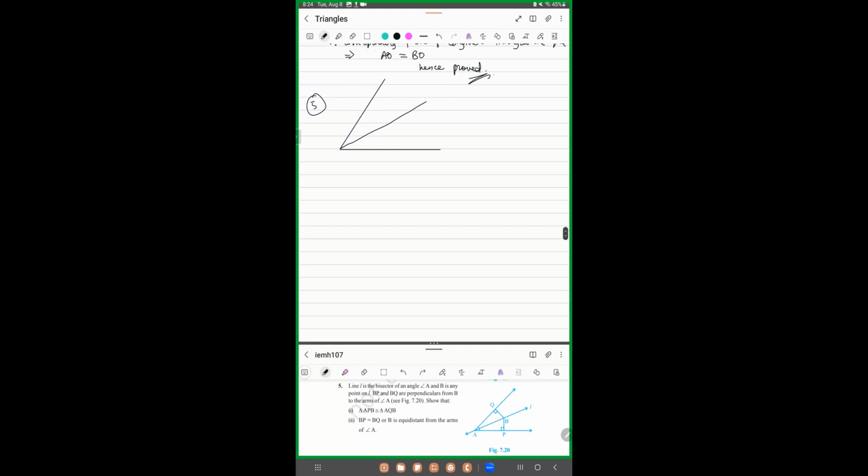So there is an angle over here, A. There's a line L which bisects this angle. That means the line L divided that angle into two equal halves. Okay. So now we have a perpendicular from here. Doesn't really look like a perpendicular. And we have a perpendicular from here. This is 90. This is 90. This is point P. This is point Q. This is point B.